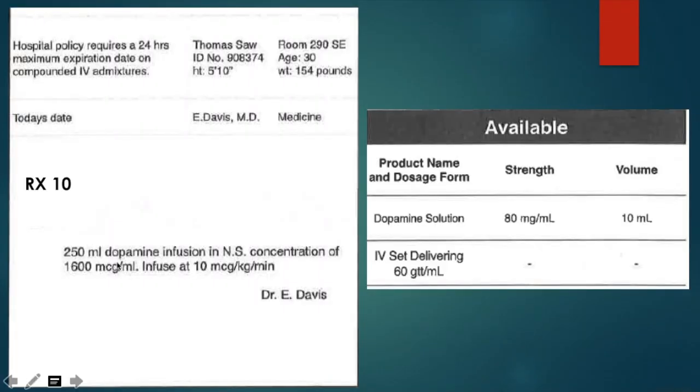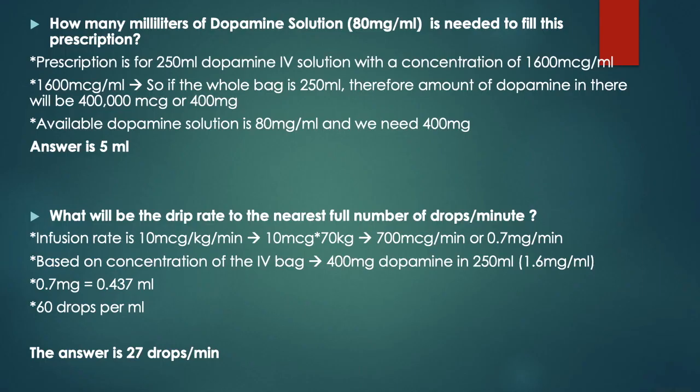Here we have 250 ml dopamine infusion and NS. Concentration of 1600 micrograms per ml. How much dopamine do we need to add into this 250 ml dopamine infusion to make it? Well, let's see what's available in the pharmacy. We have dopamine solution, and it comes as 80 milligrams per ml, and it's 10 ml, okay? And here we know that the IV set is delivering 60 drops per ml. How many milliliters of dopamine solution is needed to fill this prescription?